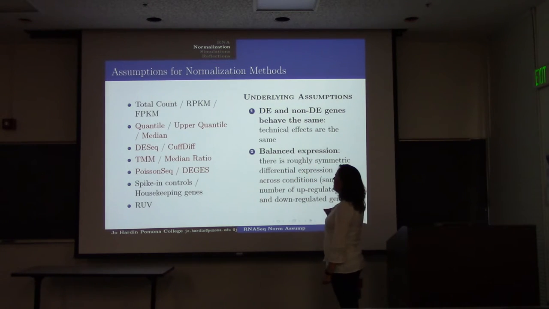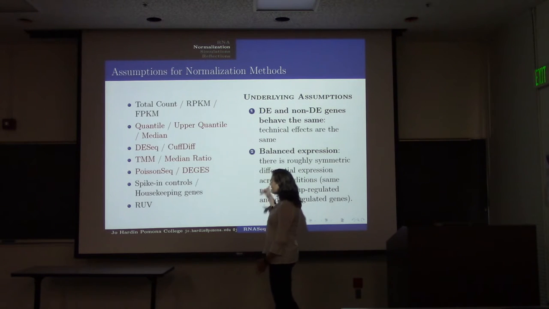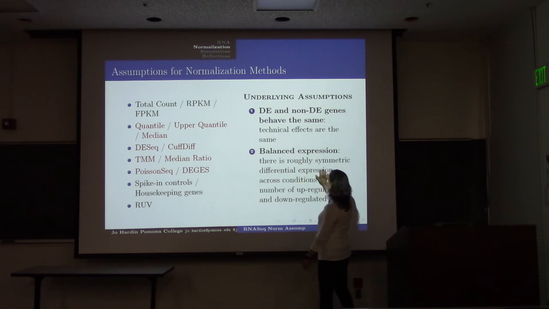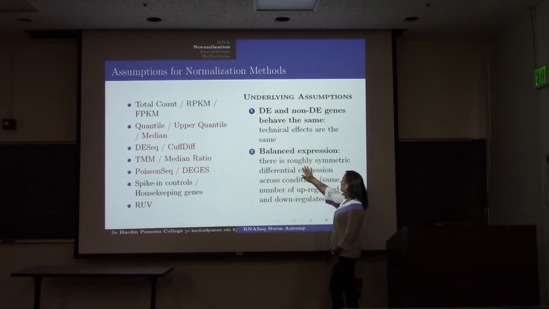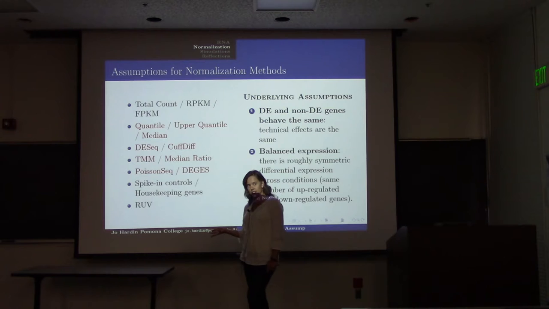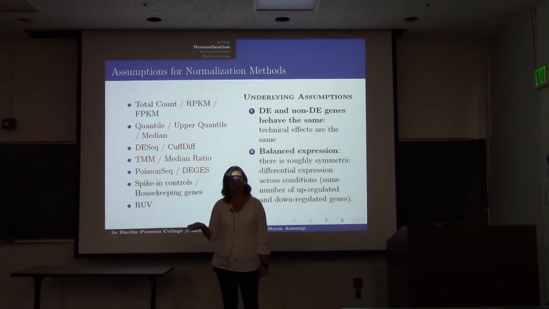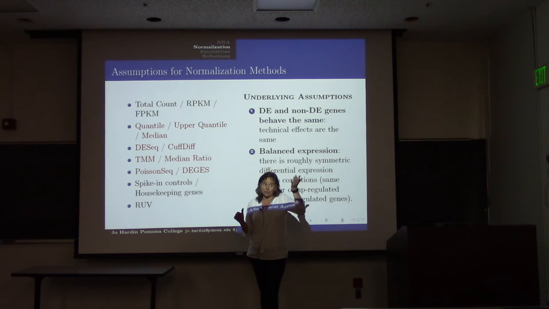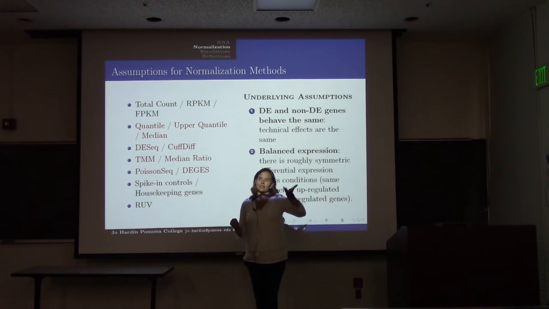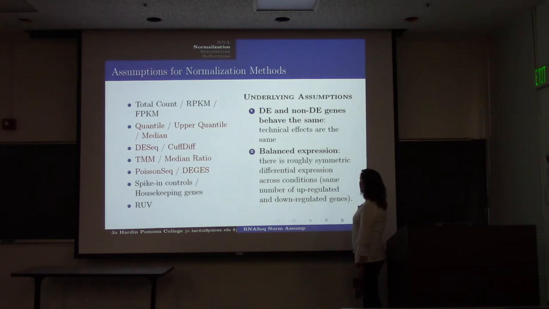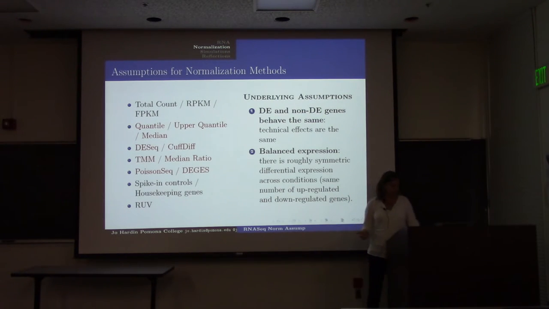There's a handful of methods here that I've talked about a little bit. I don't have time to go into each one separately, but they all have this requirement of balanced expression. Balanced expression means there's roughly symmetric differential expression across conditions, so that the number of upregulated genes is about the same as the number of downregulated genes. I'm not talking about the amount of upregulation, because the amount of upregulation affects total count normalization. Here we're talking about the proportion of upregulation. We're back to this idea that these technical effects are similar across these two types of genes.